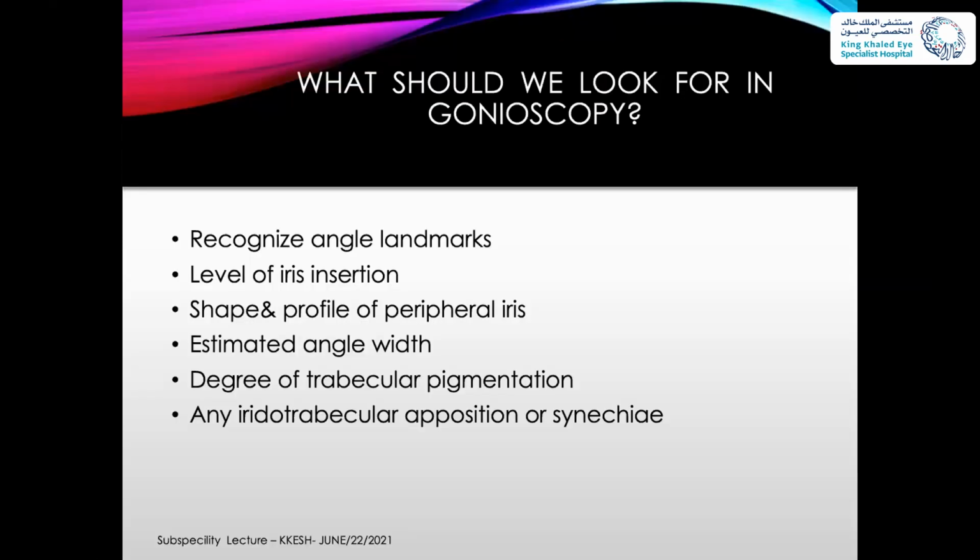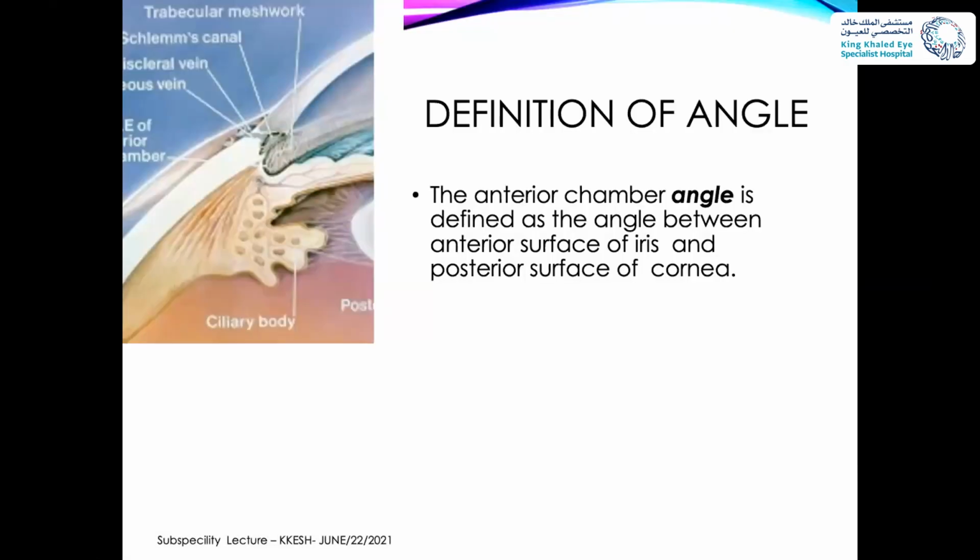So what are we looking for in performing the test? We are looking for the angle landmarks, the level of iris insertion, the shape and the profile of the peripheral iris, the estimated angle width, the degree of trabecular meshwork pigmentation, and confirming the presence or absence of any apposition or synechial closure. The angle is defined as the area between the anterior surface of the iris and the posterior surface of the corneal layer.